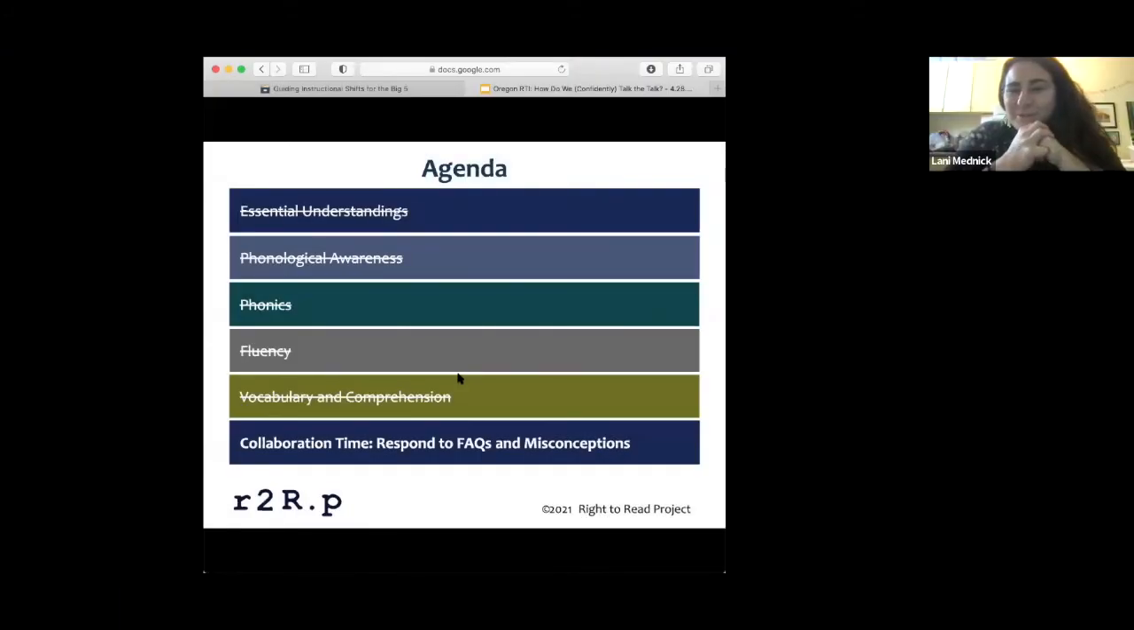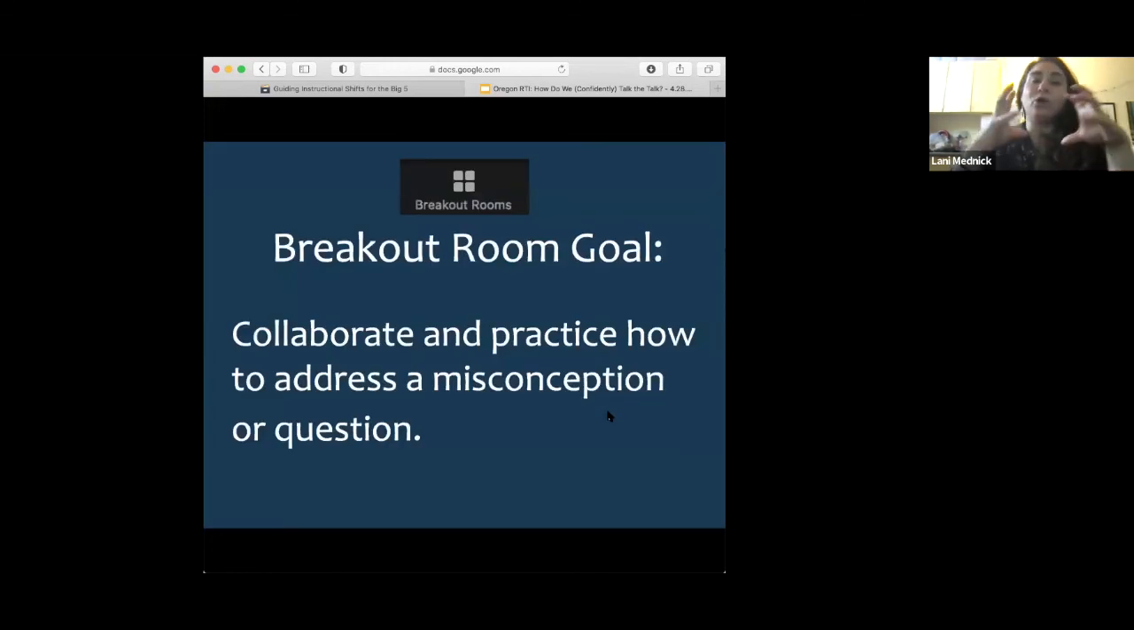All right, folks, we've had some time to process on our own individually. And now we're moving into a time to collaborate with one another so that you're able to respond to frequently asked questions and misconceptions, engage with one another. How will we best respond to these questions as they arise? So our goal for this time is to collaborate and practice how to address a misconception or question.